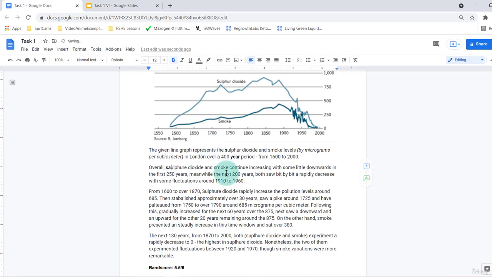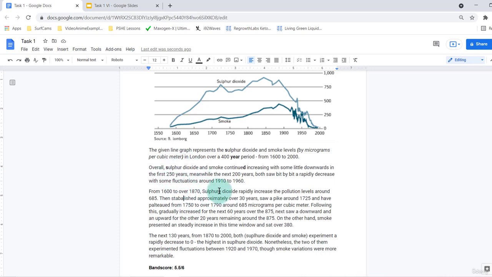So we don't need the capital letter here. Overall, sulfur dioxide and smoke continue increasing with some little downward trends in the first 250 years. I'm actually going to make some edits here. Let's have a look. Overall, sulfur dioxide and smoke continue increasing. Continued. I think we want to stay in past tense, really. Sulfur dioxide, there's a spelling mistake there. Thank you, Google Docs.